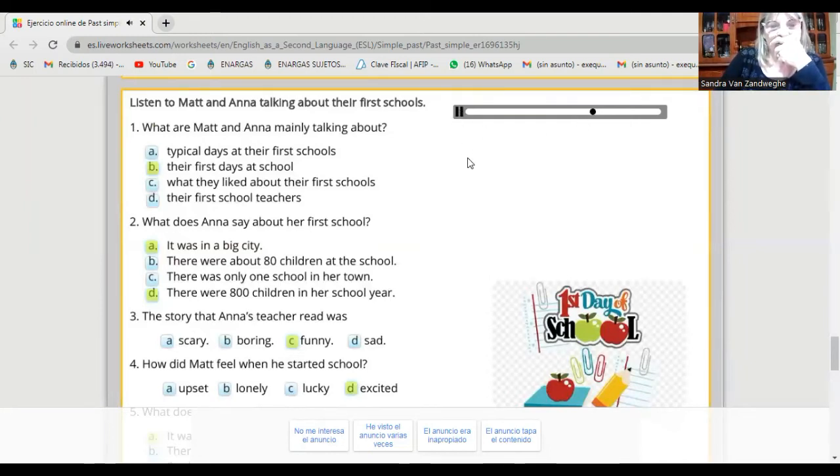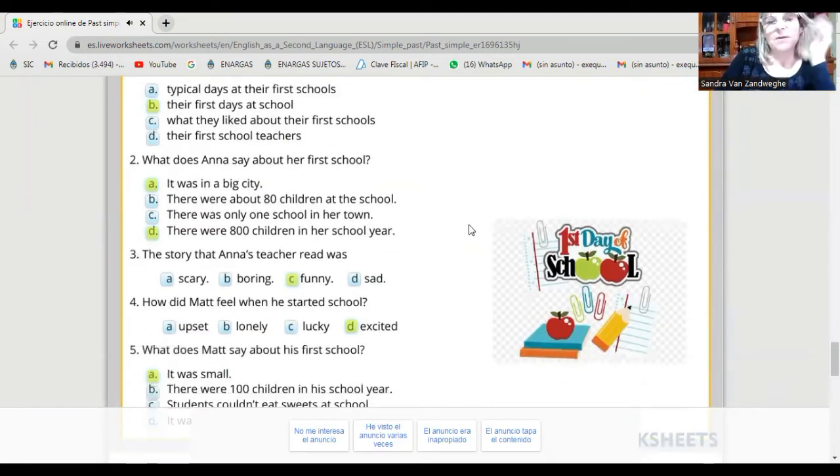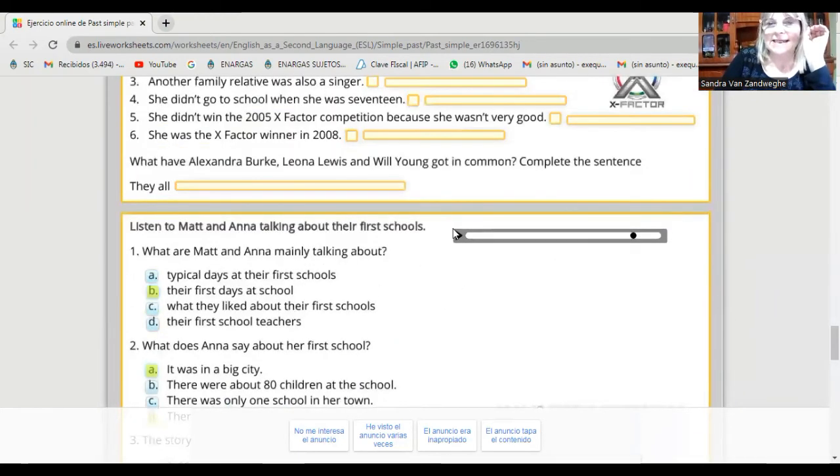Well, I went to a very small school in a village. I think there were only about 100 children in the whole school. I remember some children were quite upset on the first day, but I wasn't. I thought it was all really exciting. And at the end of the day, the teacher gave me a sweet.